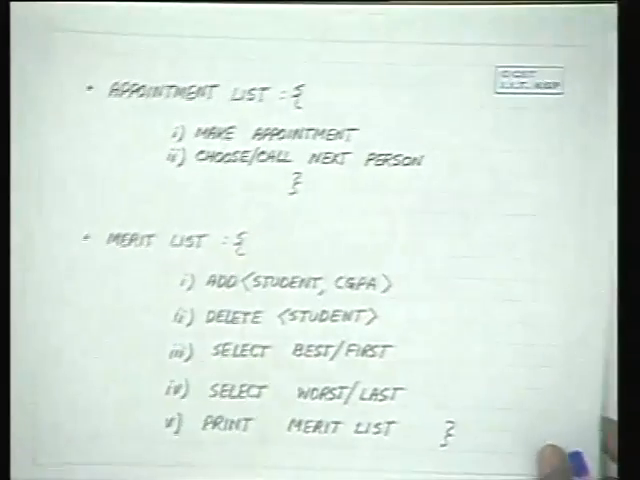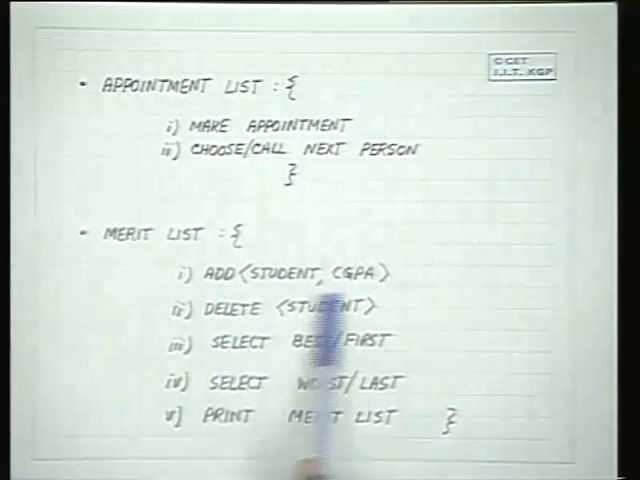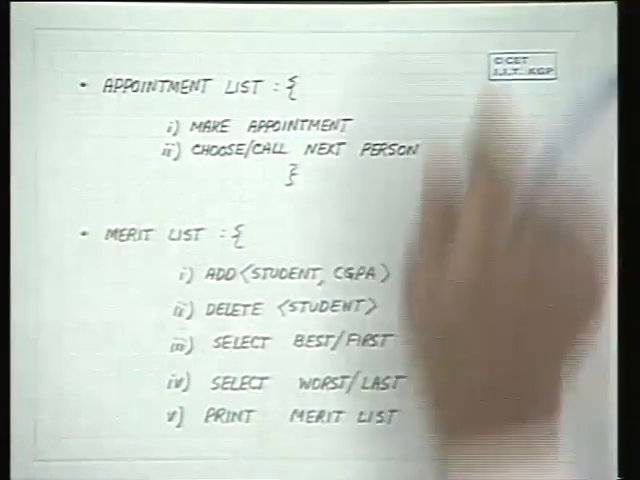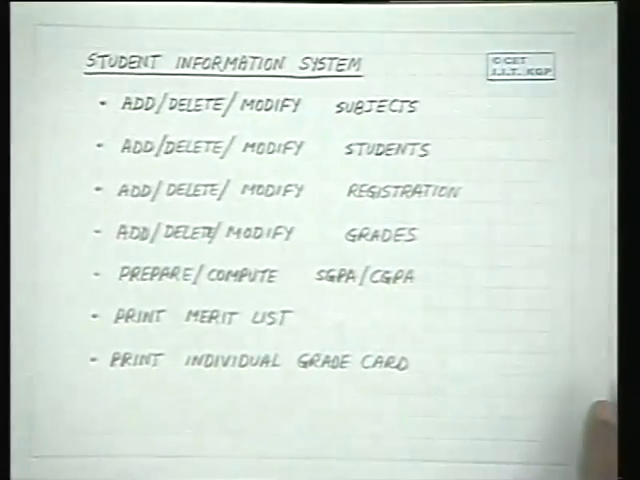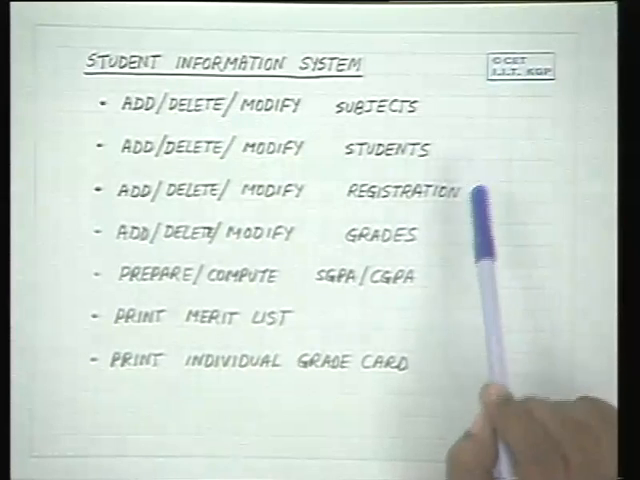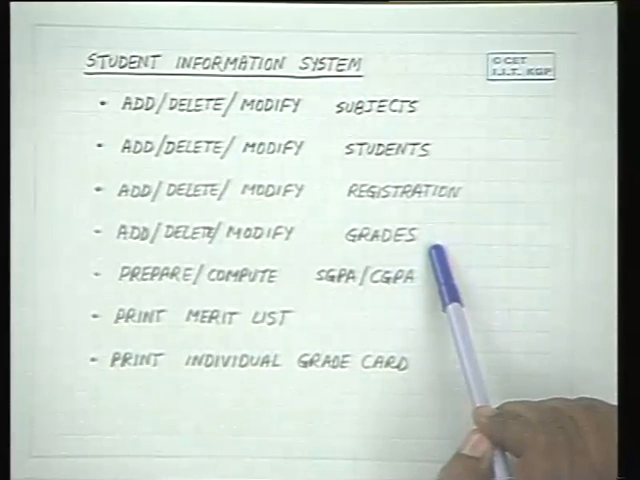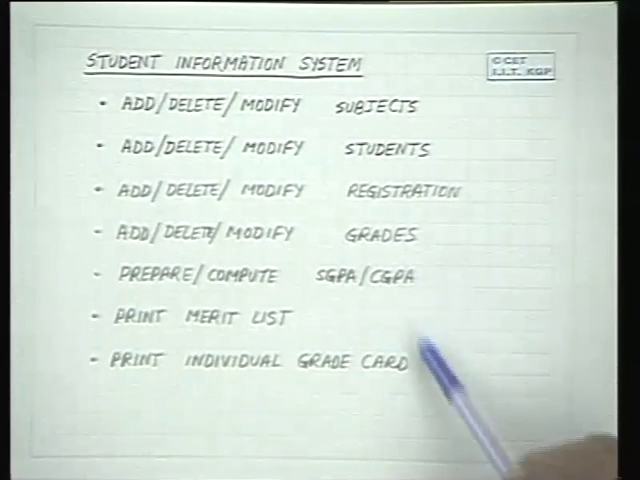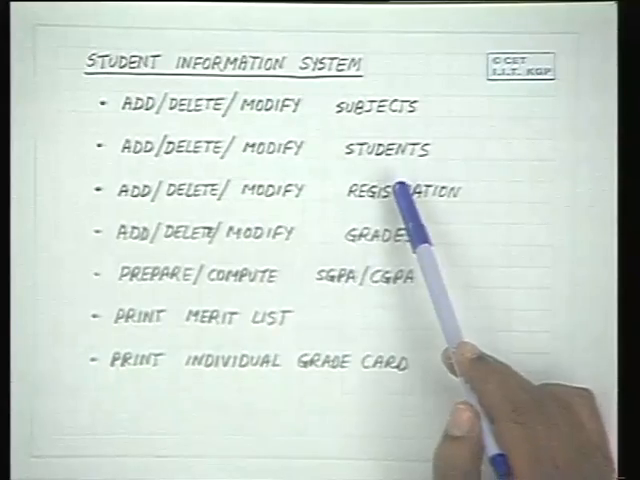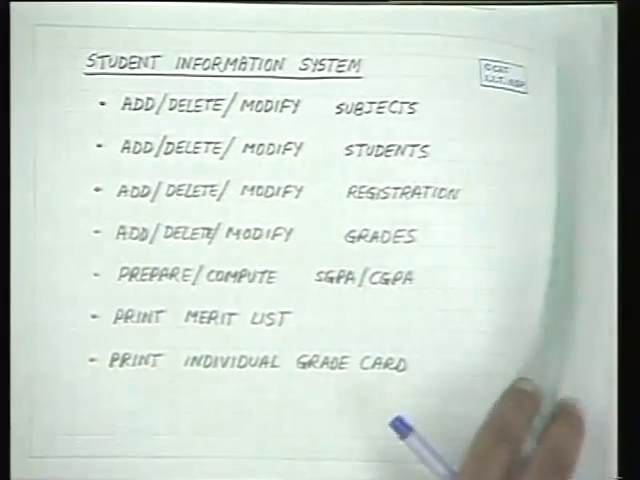We also discussed some other problems like the problem of making an appointment list, a merit list of students with add a student, delete a student, select the first or the best, select the last or the worst, and printing of a merit list. And in general you can have a big problem like a student information system where subjects can be added, deleted or updated, student information can be added, deleted or updated, registration for students in particular subjects can be updated, the grades students obtain in the subjects which they register, SGPA, CGPA calculation, grade card preparation, merit list preparation. So these problems inherently require storage of some data and some functions or procedures which manipulate this data. So these are pure data structuring problems which we are currently discussing.